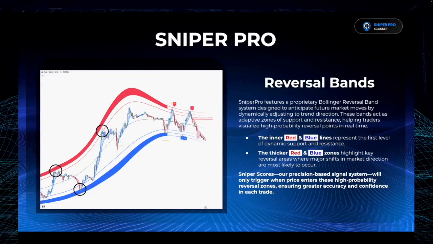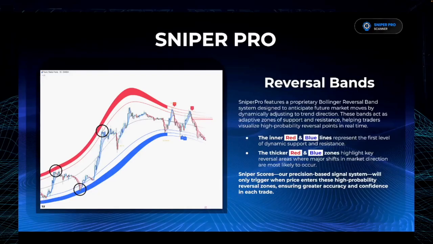These are proprietary Bollinger reversal bands that we've created designed to anticipate future market movements. So when you're looking at the bands, the red band and the blue band, these are historically plotted. But as you take a look at these little lines over here, those lines will move around as the market is moving in real time. They will either contract or they will expand, depending on the volatility and the movement in the market. So they will help you better understand the future movement of price.